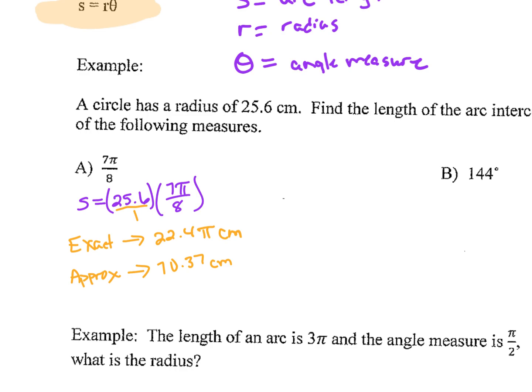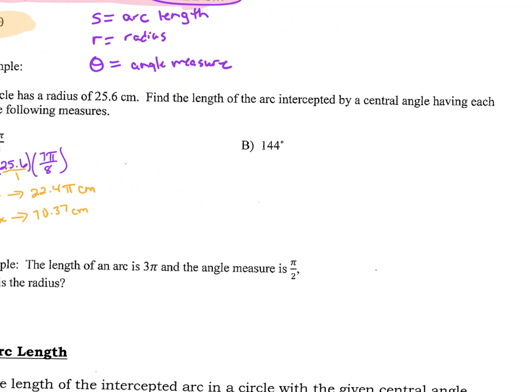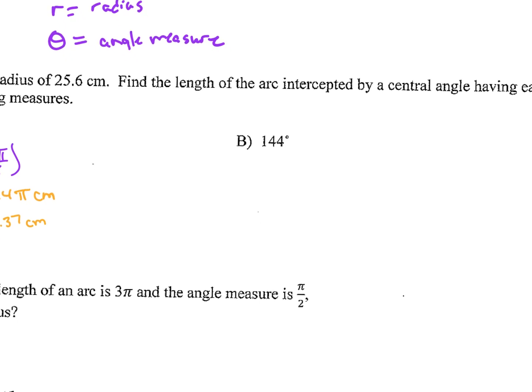What's the first thing we've got to do for this second example? Yeah, we have degrees. We've got to convert that to radians. So 144 degrees converted to radians. Juan, what do we do for that? Careful. Divide by 180. Good. So 144 divided by 180. Get that fraction. So what is it? 4 pi over 5. Good.